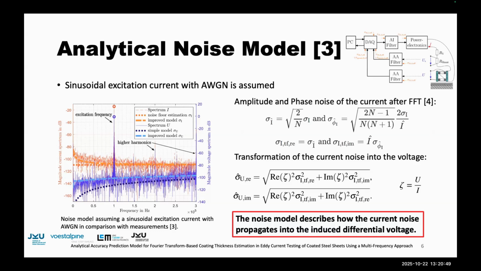Since the analytical model is available in complex form, it's also a good idea to transfer this noise in the amplitude and in the phase estimation into real and imaginary part. Furthermore, it is assumed that the noise in the excitation current transfers into the secondary side measuring voltage, which is described by these relationships. On the left side, you can see a picture of measurements in comparison with the noise model. In orange, the current amplitude spectrum, and in blue, the voltage spectrum. And you can see the agreement is good.